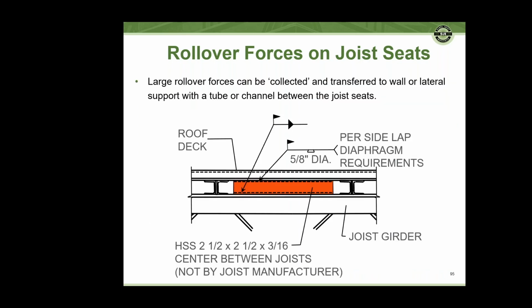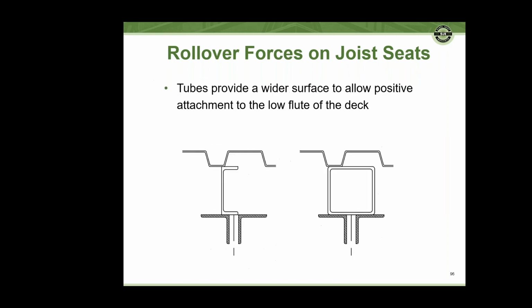The next item we'll talk about, more on rollover. There are other ways to handle rollover. If you don't want to go through the seat, you can put a channel or a tube between joist seats, and that's a way to really drag that force from the diaphragm chord down to the supporting structure without even creating that rollover in the seat, if you do have those high rollovers up to 1.5 kips.